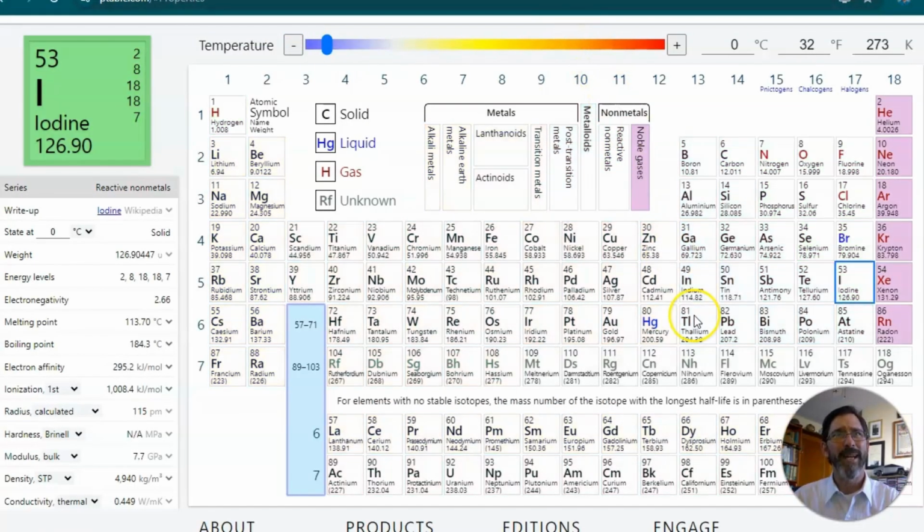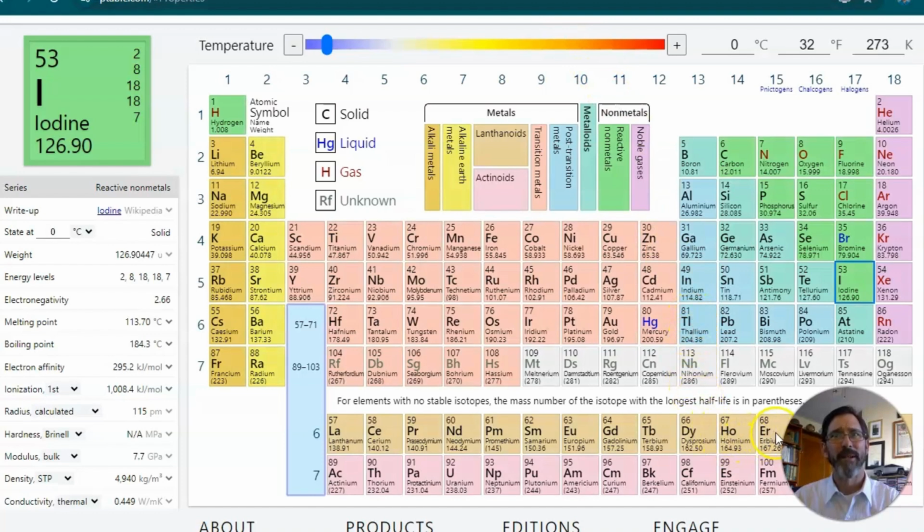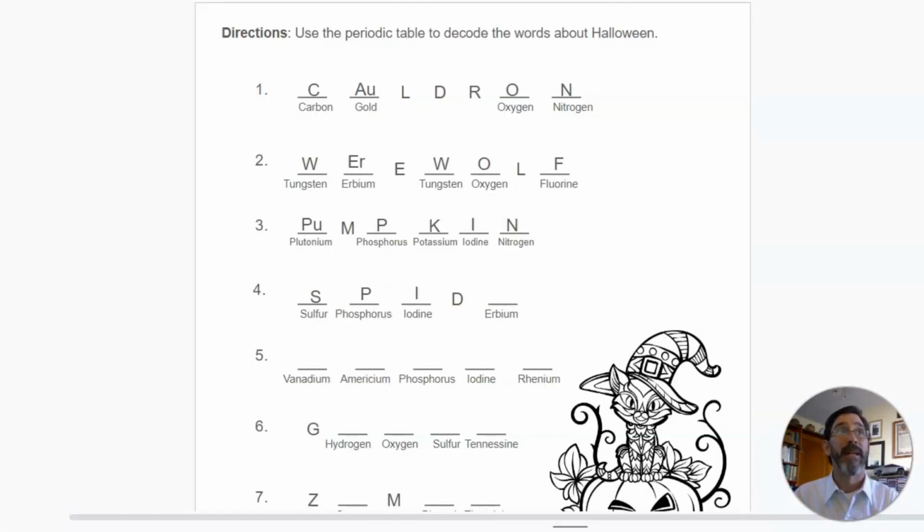Erbium is way down in the lanthanides, number 68. Capital E lowercase r for erbium. Place the capital E lowercase r over erbium, and you have created your fourth word on the back of your paper. That word would be spider.